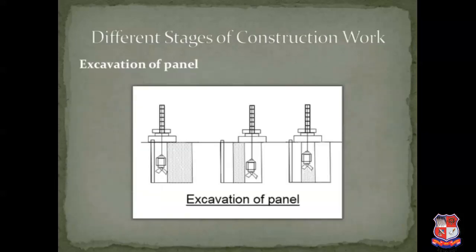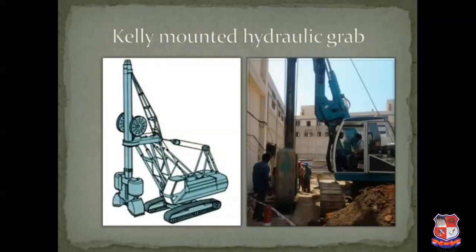Next, different stages of construction, or excavation of panels, are shown in the figure. According to the image, we can see that different types of excavation of panels are done during the different stages. For that, a Kelly mounted hydraulic grab is used, which we can see in the image.